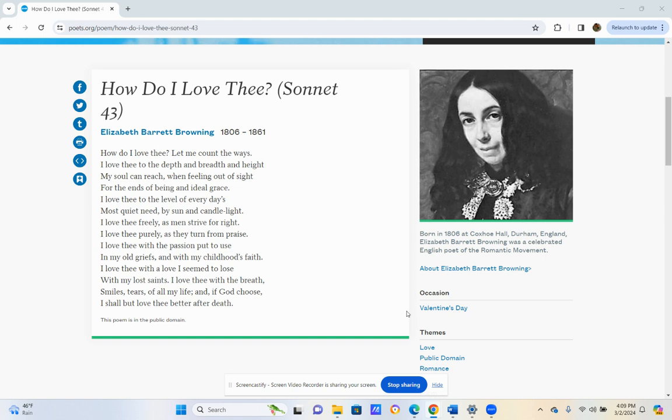How do I love thee? Let me count the ways. I love thee to the depth and the breadth and the height my soul can reach when feeling out of sight. For the ends of being an ideal grace. I love thee to the level of everyday's most quiet need by sun and candlelight. I love thee freely as men strive for right. I love thee purely as they turn from praise.